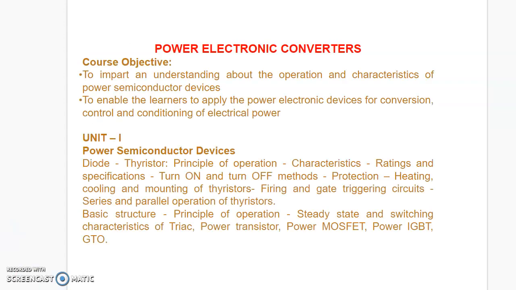Applications for triac are light dimmers, electric fans and electric motors. With this, we have completed the first unit, that is, power semiconductor devices. So this lecture series on power electronic converters is over.